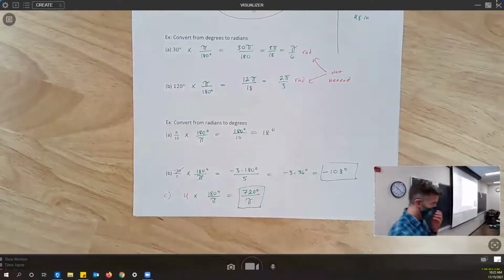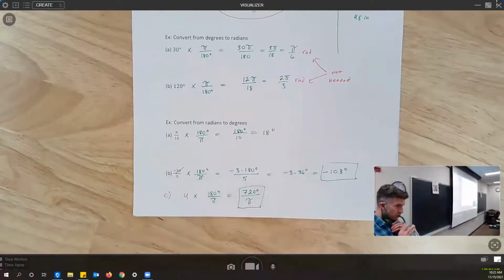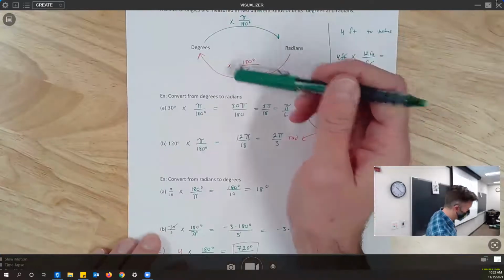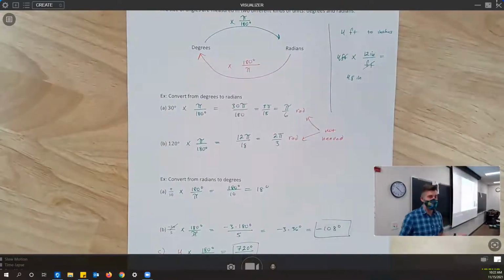Questions? Converting from degrees to radians or radians to degrees is not that bad. You really have to remember to multiply by one of these two things. Moreover, you should remember that 180 degrees, half a revolution, is the same as pi radians, half a revolution.